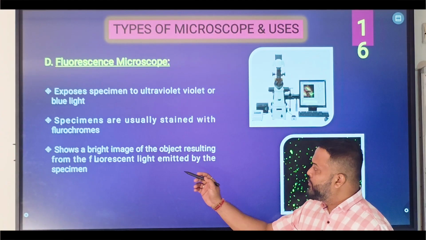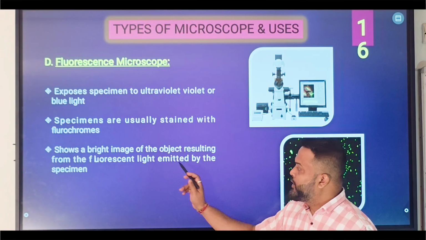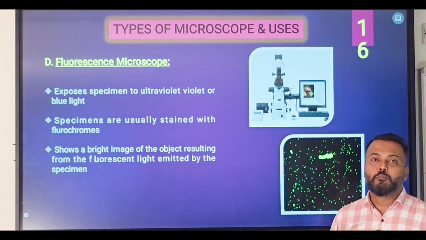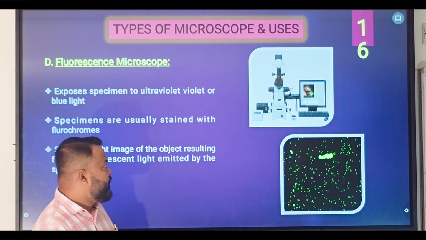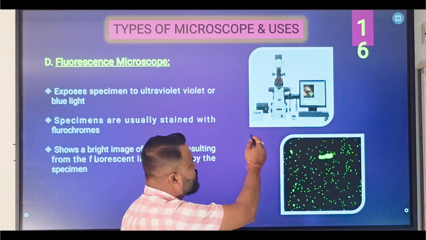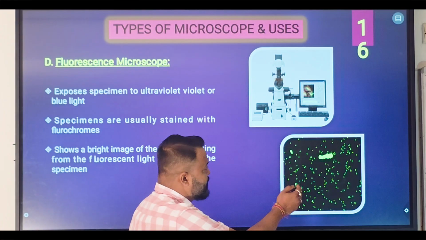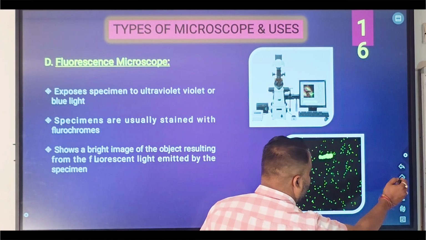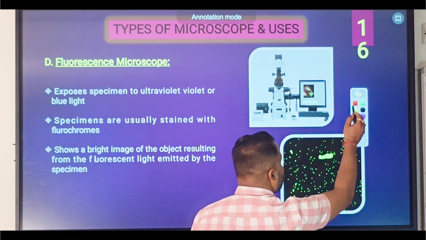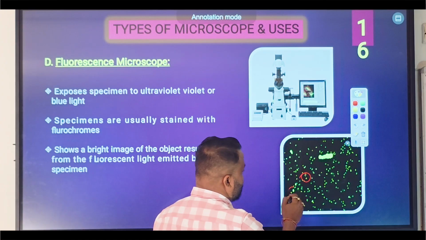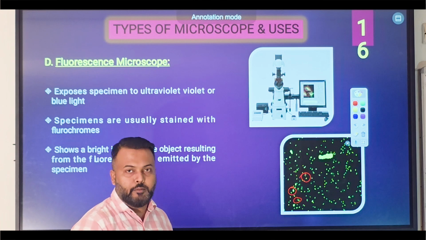So from where will the light be emitted? It will be emitted by the specimen. The fluorescent light will be emitted by the specimen and that will be shown as a bright image in the microscope. Basically the microscope looks like this, and when the image is produced it will form this kind of fluorescent images on a dark background.